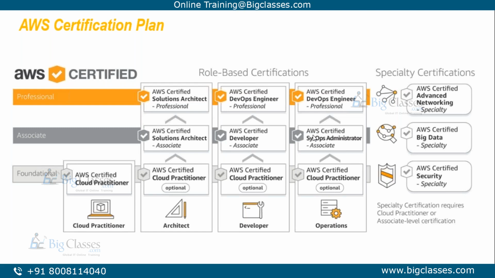What's the actual fee of the certification exam? It varies for each certification. For Solutions Architect, Developer and SysOps, it is around 10,000 to 11,000. And it is valid for 3 years. Every 3 years you have to go for the next one.